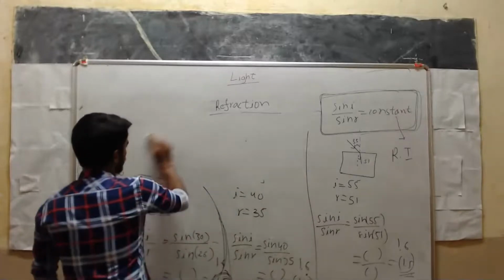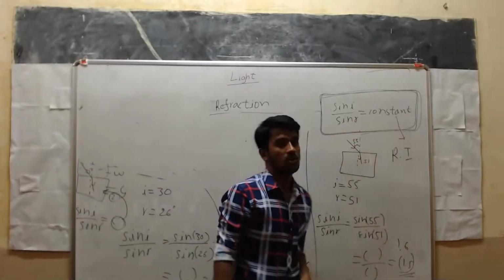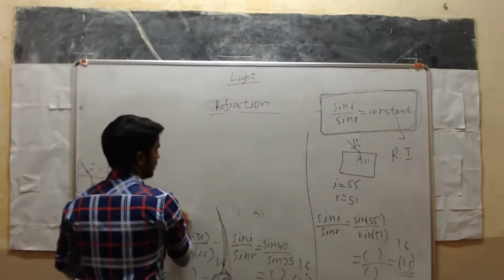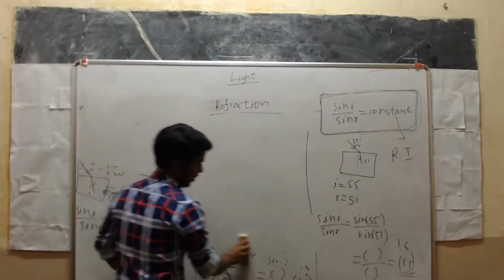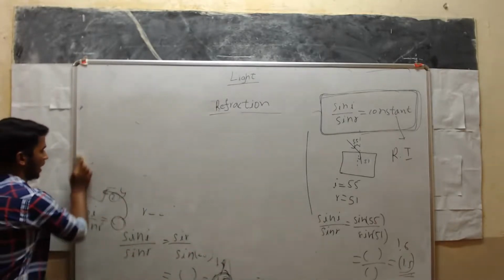So clear, right? We call this law Snell's law: sin i by sin r equal to constant. Maybe in your exam they will ask you to write Snell's law. Then you have to write the second law of refraction of light.